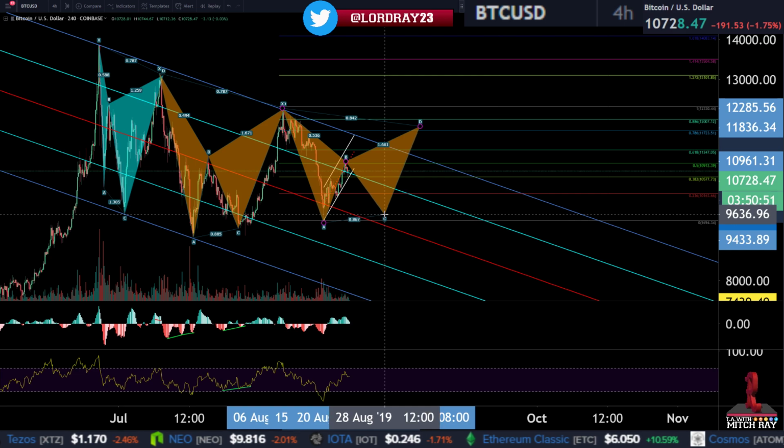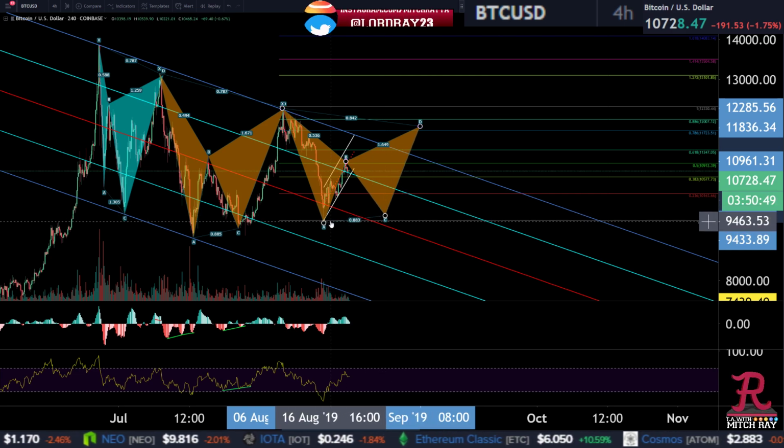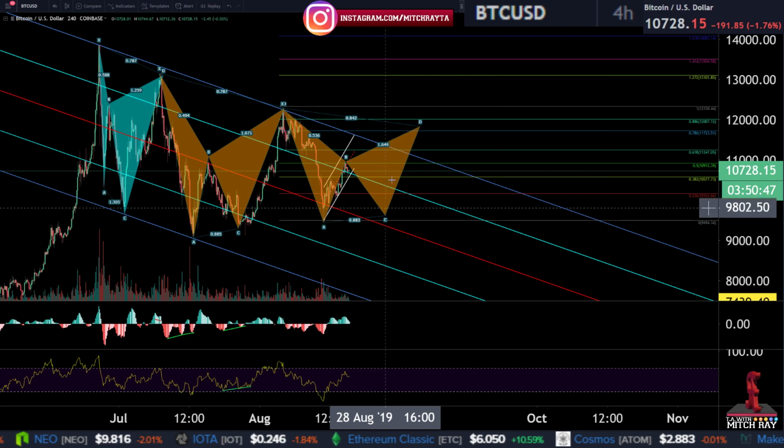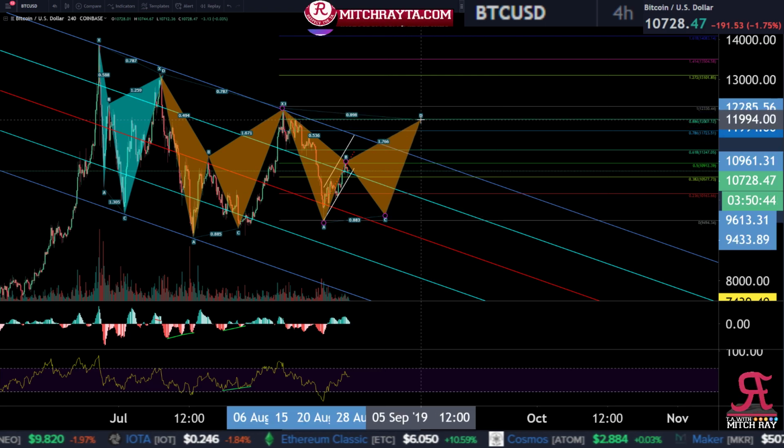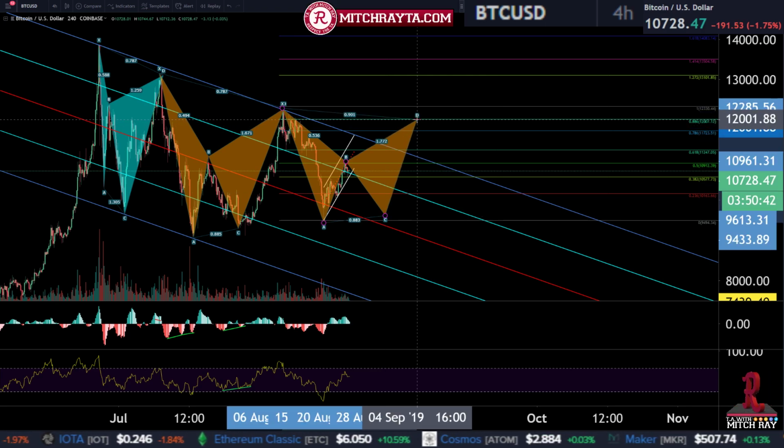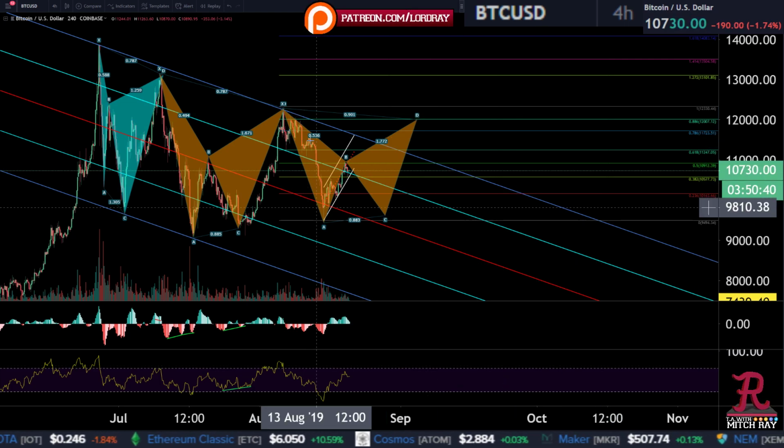Good Lord, people think the end of the world is coming right here. 88.6% retrace from the previous low, and the PCZ would be up at an 88% retrace. So that's one way to look at it.